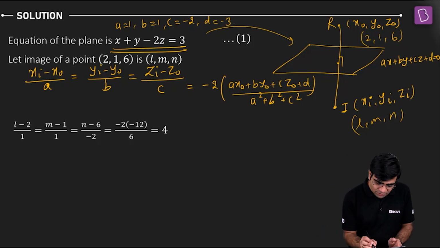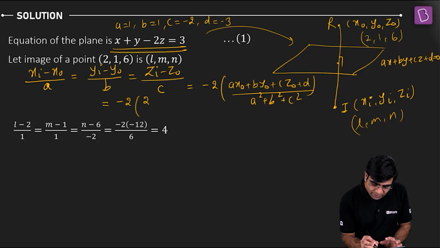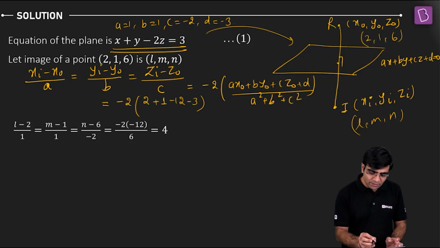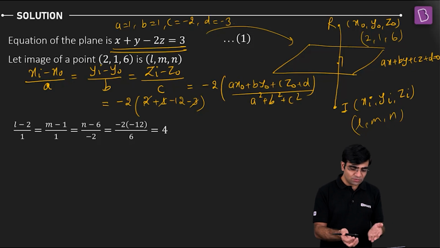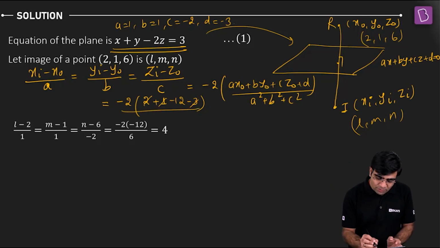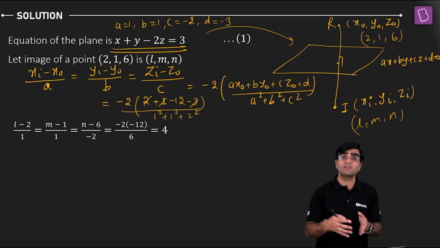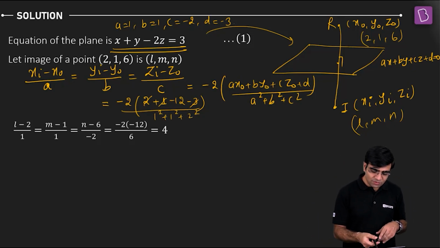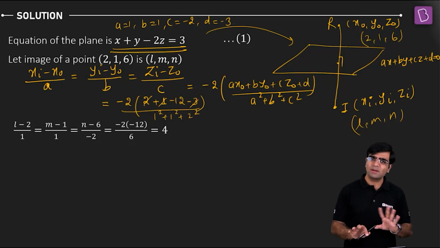Okay, if you want to just see the calculation for this step, I can show you. It will become minus 2 times of, so a into x0 will give me 2, right? And then b into y0 will give me 1, and c into z0 will give me actually minus 12, and then this minus 3. So what have I got here? 2 plus 1 is 3, minus 3, we get minus 2 into 12, that is nothing but minus 2 into minus 12, divided by coefficient of x square plus y square plus z square, that is 1 square plus 1 square plus 2 square. So 1 plus 1 plus 4, that is 6. That's why you got this as minus 2 into minus 12 by 6. Okay? I hope this is sorted.